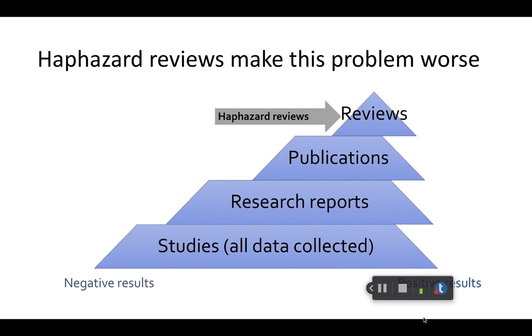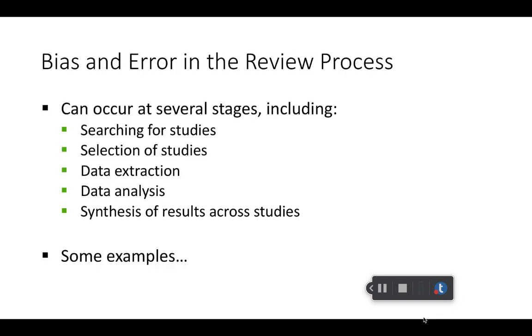So research reviews actually can make this problem worse. Haphazard reviews add to this pattern of biases. And let me explain how this happens. Bias and error can enter into the research review process in several ways at different stages, including when we search for studies, when we select studies to include in a research review, when we extract data from those studies, when we analyze that data, and when we synthesize the results across multiple studies.